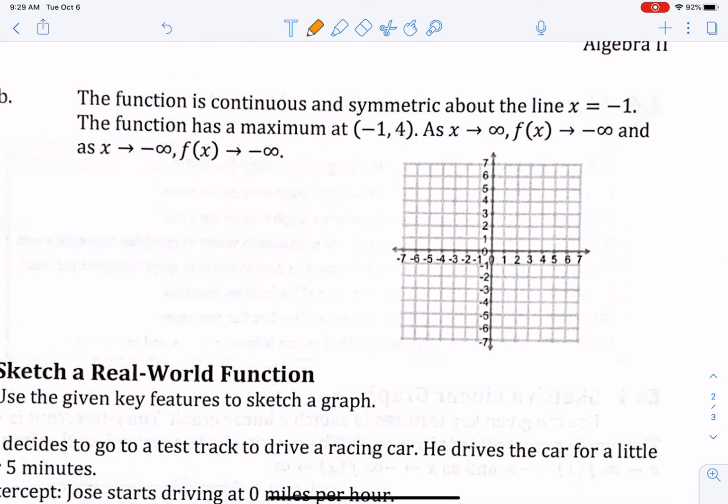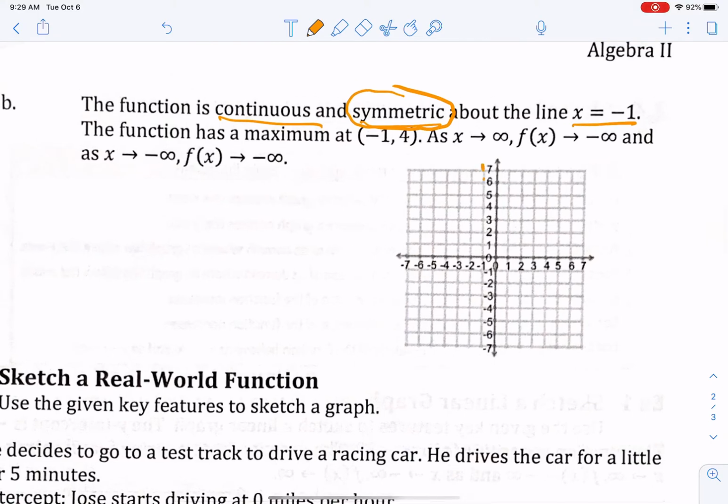The function is continuous and symmetric. Continuous means there's no breaks or anything in the graph, and we haven't really talked about things that are not continuous. And it says it's symmetric. Symmetric means that it's got the same thing on both sides of the line, so it's symmetric about the line x equals -1. So the line x equals -1 is this line right here. I'm going to put a dotted line there so that we know that that's the symmetry line where it's the same on both sides.